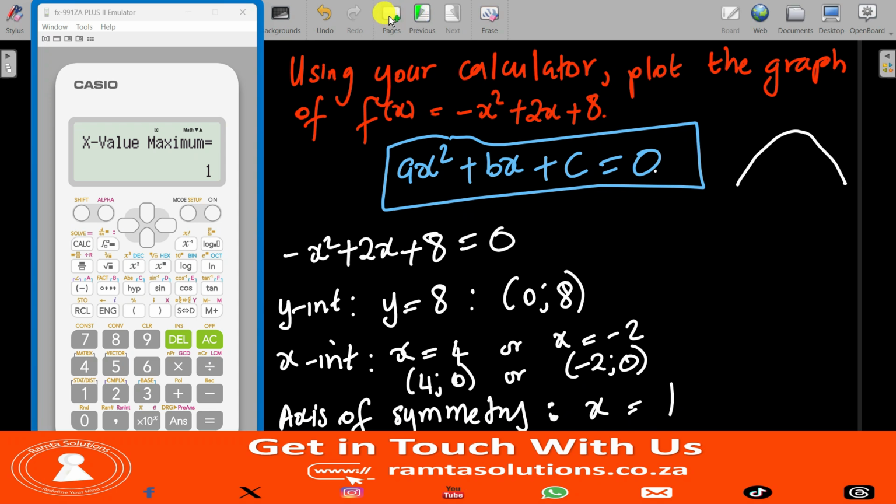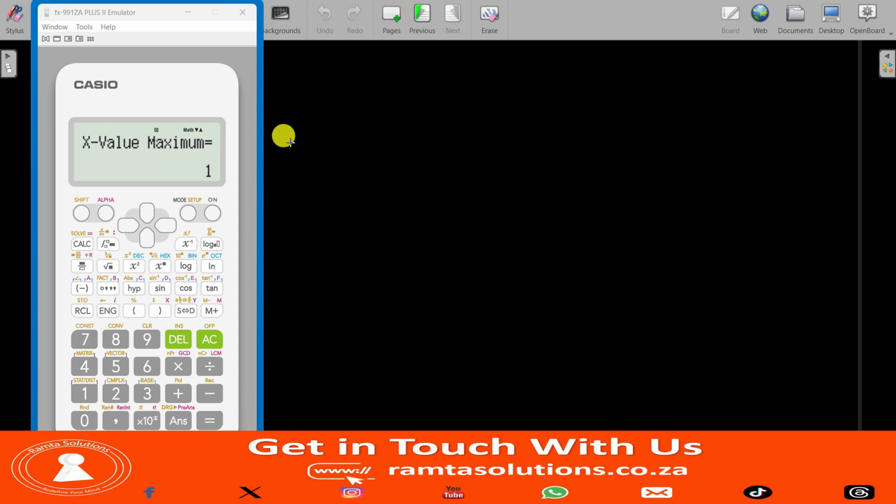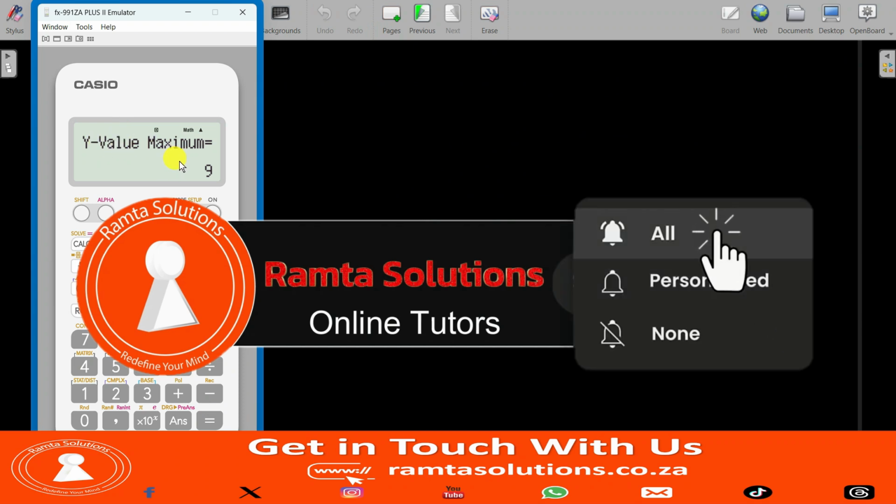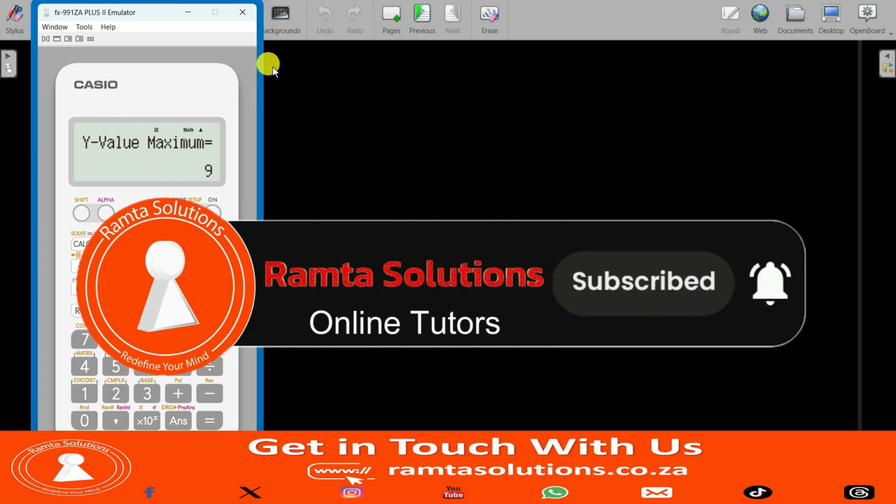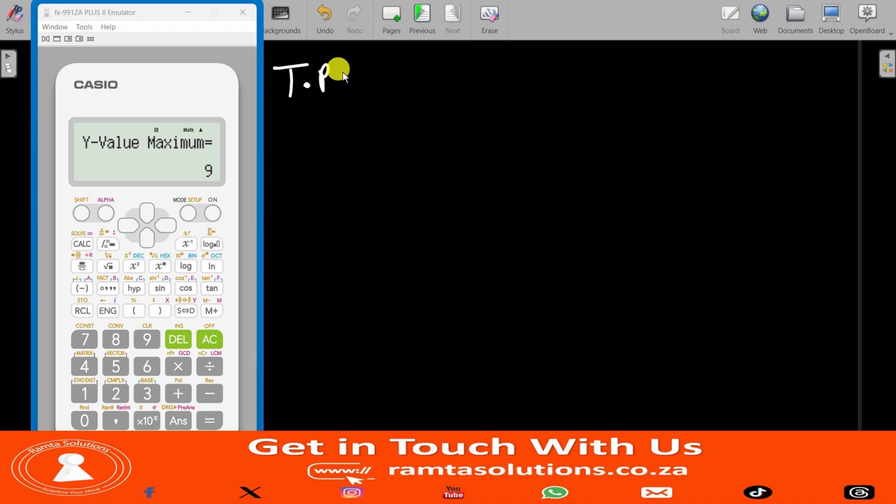Now let's find our y turning point. I should also press another equal sign. This gives you the y value of the maximum. The turning point rather is: the x value was 1, and the y value we just got here is 9. So this is your turning point. Remember what I said to you, your graph is frowning.